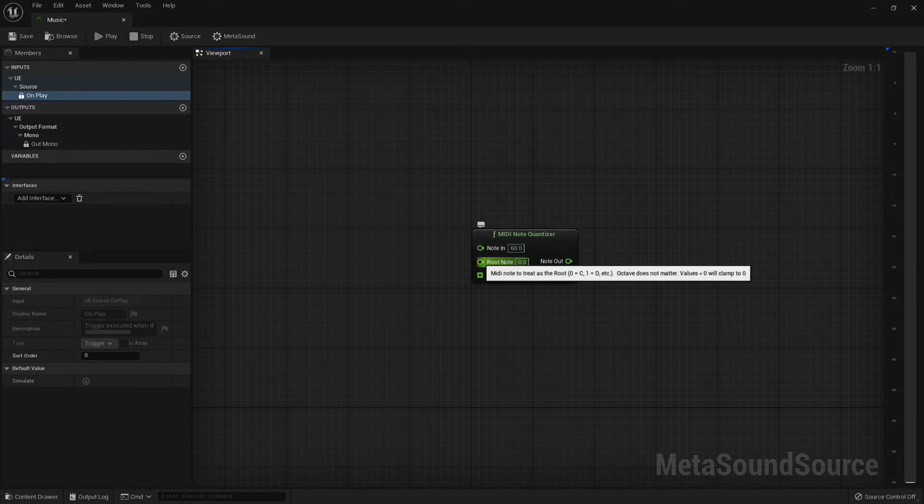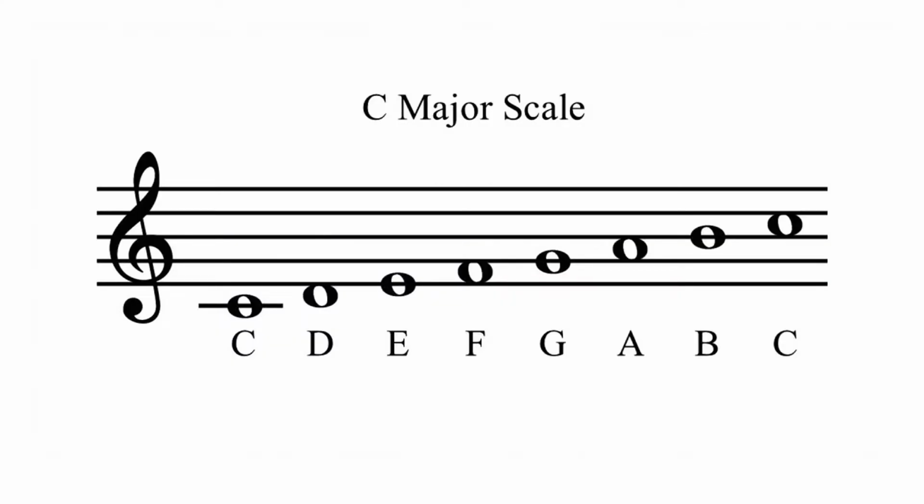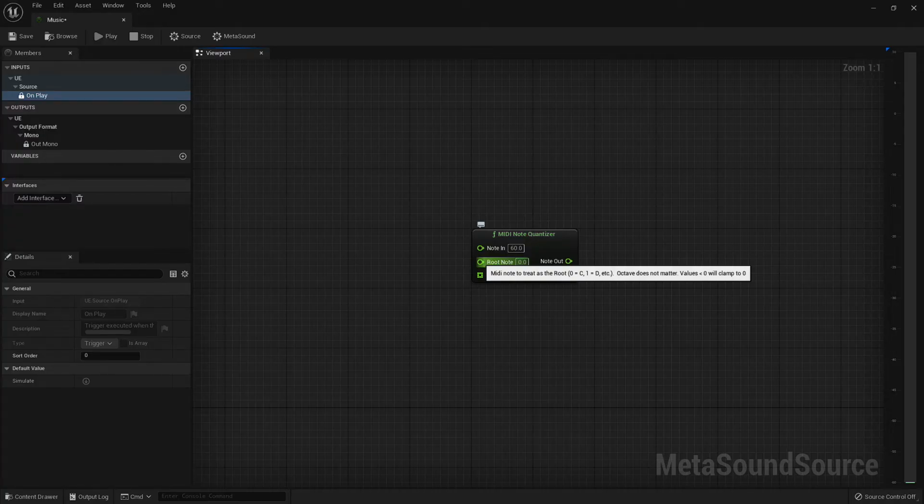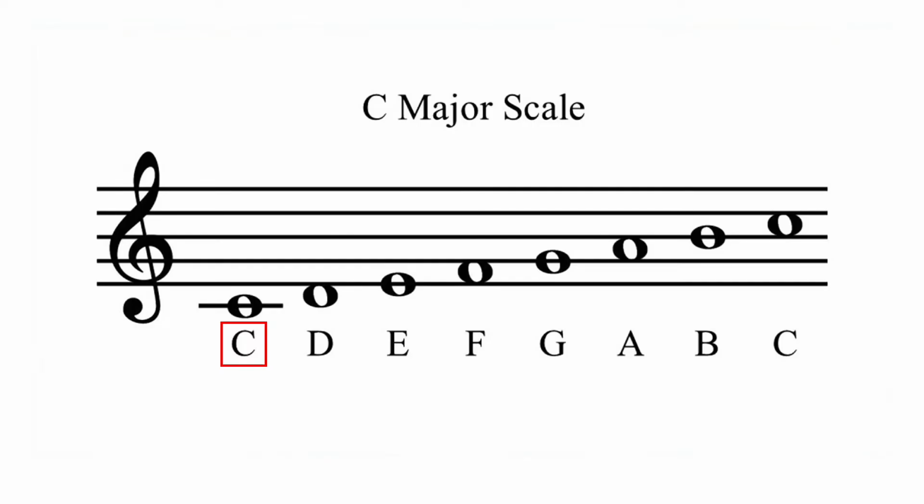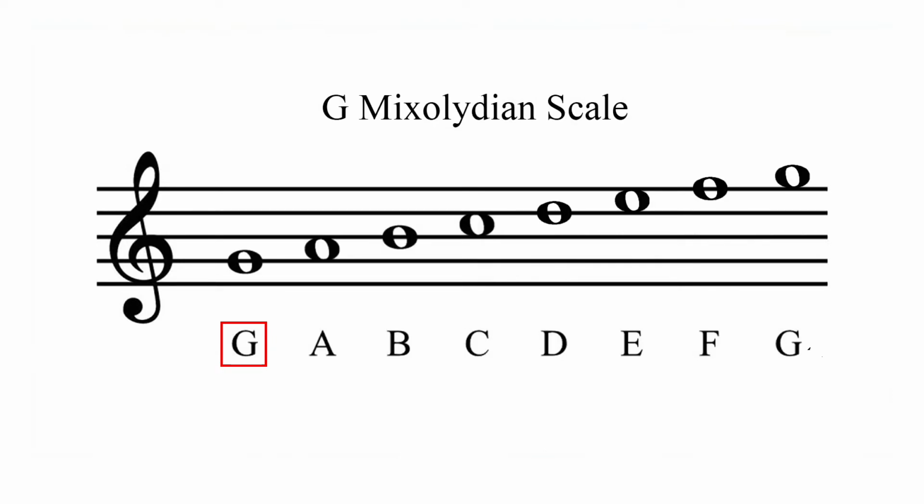The root note input allows us to define which note we are starting our scale on. For example, if we look at the C major scale, you'll see that C is in our first position, also known as our root. Now what if we wanted these notes, but we wanted our scale's root to be G? With this input, C equals 0, D equals 1, and so on. So with that in mind, we know that G equals 5. So we can drop a 5 here. Now what was once a C major scale has now been turned into a G mixolydian scale.